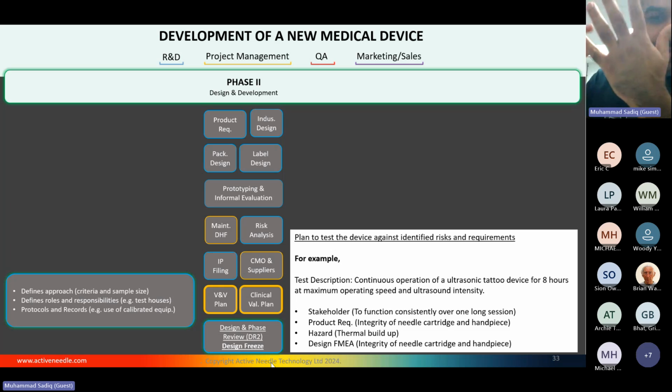One of the hazards we identified was that because there's ultrasonic energy going in, with constant vibration, things heat up. So you have to take that into account and measure the temperature of the needle. And then obviously some design failure mode effect analysis tests as well. We were able to capture all that with just one test.